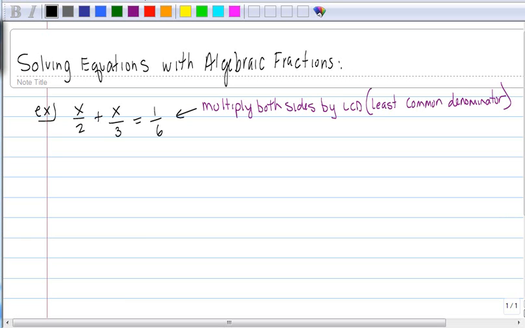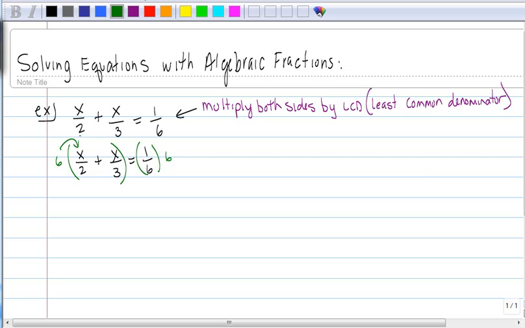The LCD, or the least common denominator, in this equation is 6. So I'm going to multiply both sides by 6. As long as I multiply both sides by 6, I do not change the solution to the equation. So we have to use the distributive property here.